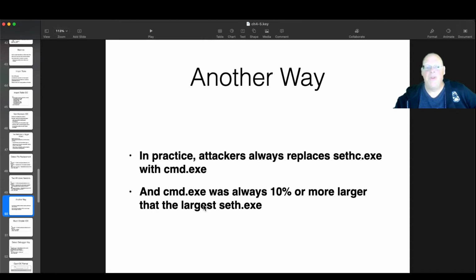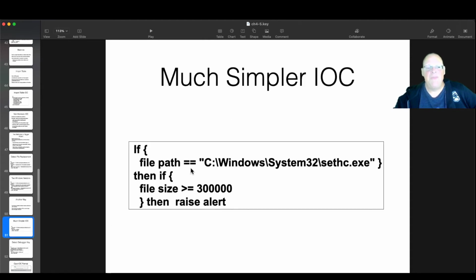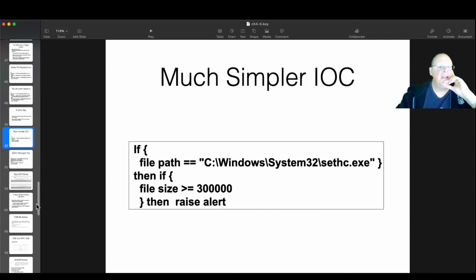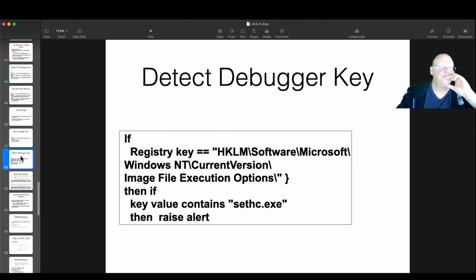So probably a more effective rule would just be, if the file here is bigger than a certain size, then register an alert. That means something bad has happened here, and minor changes caused by Windows versions and stuff would probably not change the effectiveness of this rule. So, all right, that's the kind of thinking that goes into writing a good indicator of compromise.